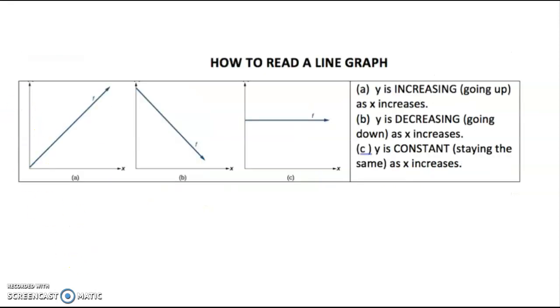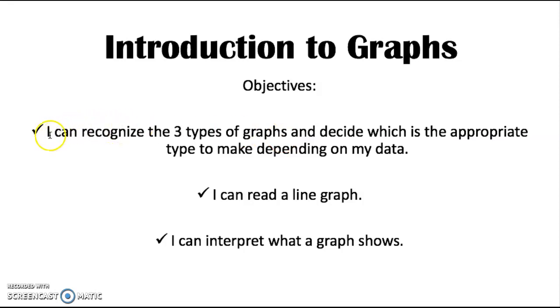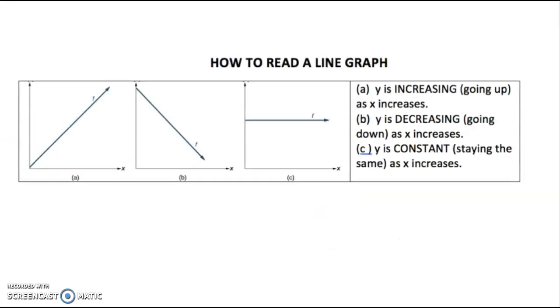Our next objective, if we jump back to what our objectives are: we just went over this, I can recognize the three types of graphs and decide which is the appropriate choice based on our data. Now we're going to move on to the next objective, reading a line graph. So this little chart shows how to do that. Line graphs are either going to be increasing, as in A, or they're going to show decreasing, as in B, or it's going to show a constant and unchanging relationship, as in C.